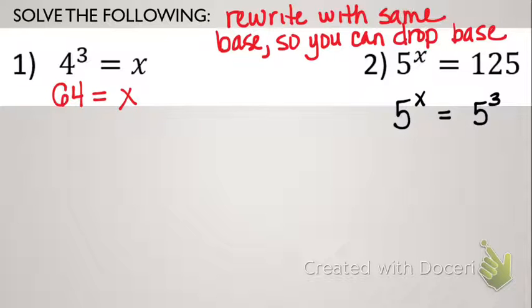Now that we have the same base, they have to be the same base. So if this was a base of 5 and a base of 3, we can't drop it. But because we have a base of 5 on the left and right, we can drop the base and set our exponents equal to each other. So our final answer is just x equals 3.